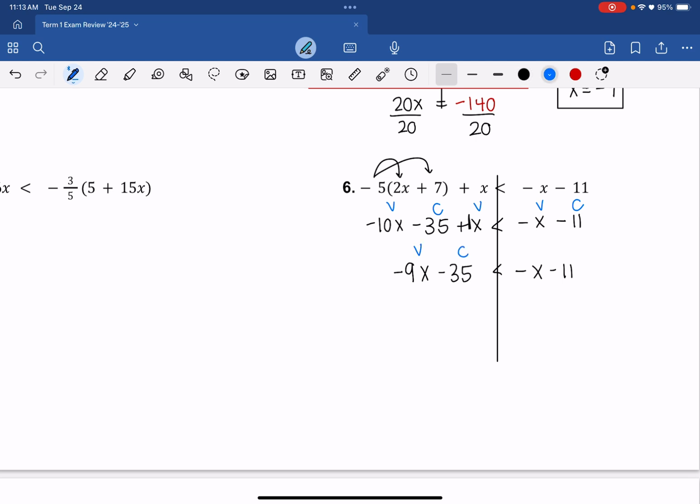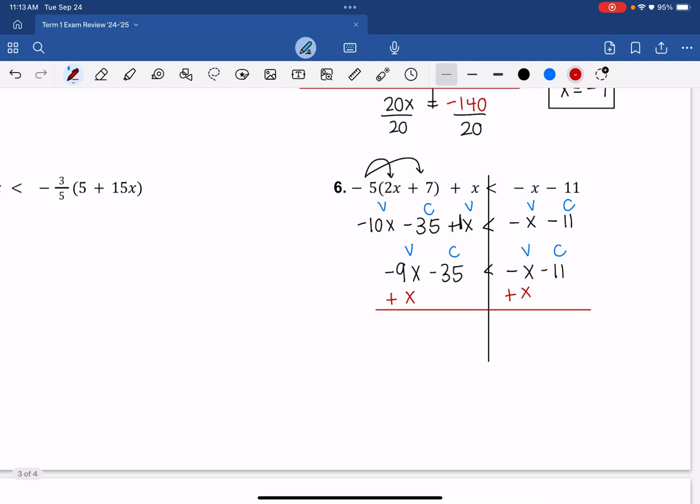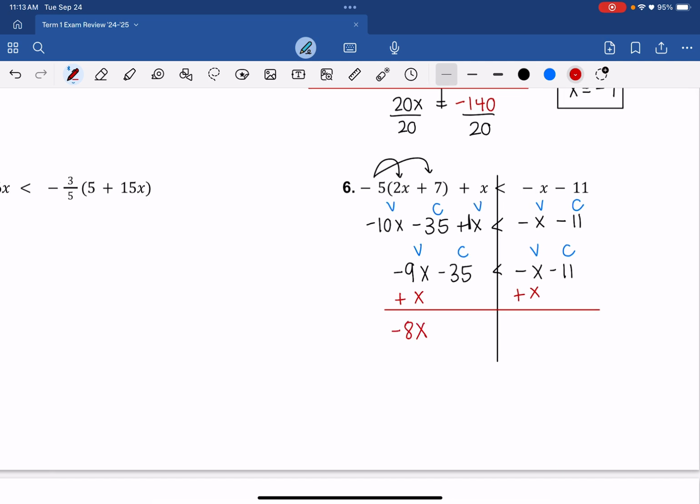Okay, I'm going to move my variable to the left. I'm going to add it over because I'm going across the equal sign. So what I'm left with is a negative 8x minus 35 is less than negative 11, because remember, you've got to bring the sign down with it. I'm then going to move my constant to the right, so I'm going to add 35. Okay, I'm left with negative 8x is less than negative 11 plus 35, which is a positive 24.